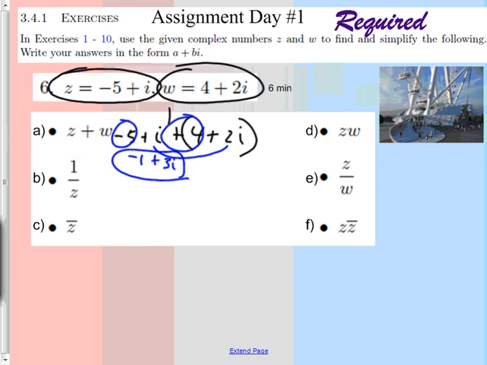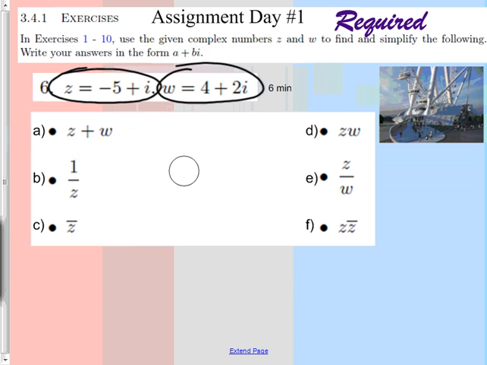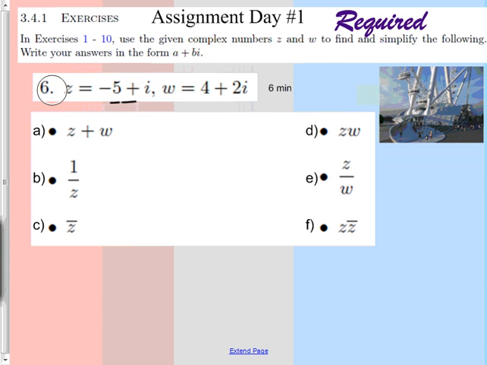Part B is 1 over z. It seems like it should be as simple as just put 1 over z, which is 1 over -5 plus i. But you can't leave it that way, because why? It's got a square root, the i, in the denominator. So you've got to fix it. You've got to know how to fix that by multiplying by its conjugate on the top and the bottom. I'll let you finish that.